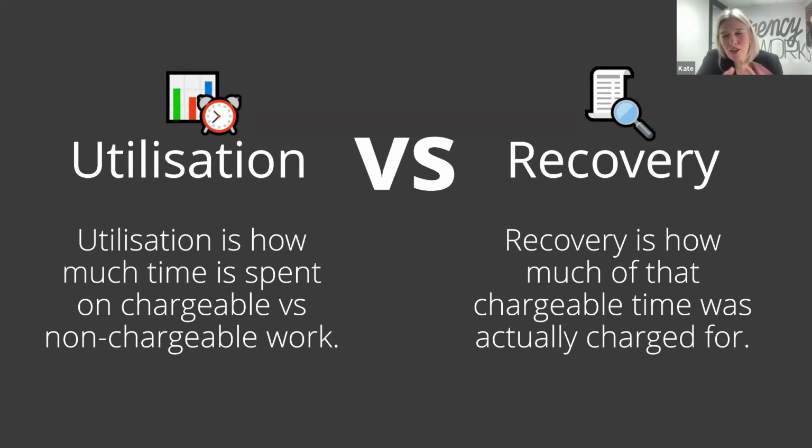They work together. Your utilisation report is how much time is spent on your chargeable work versus your non-chargeable work, having a rate to that and seeing if you can get to that target rate. Whereas your recovery is taking those chargeable hours and ensuring that you've actually charged for them. So they're two different things, but both very important.